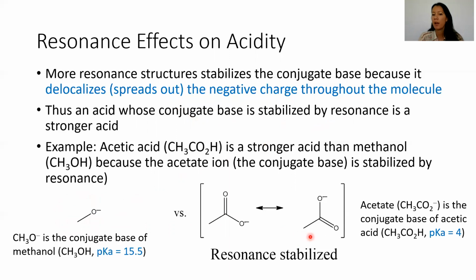that's resonance stabilized. Resonance stabilization lowers the energy, makes that hill smaller to climb, so it's more stable, it's easier to deprotonate. This here, the acetate, is more stable than the methoxide, so the corresponding acid, acetic acid, is more acidic. It has a pK of 4 versus 15, so that's a really, really strong effect.